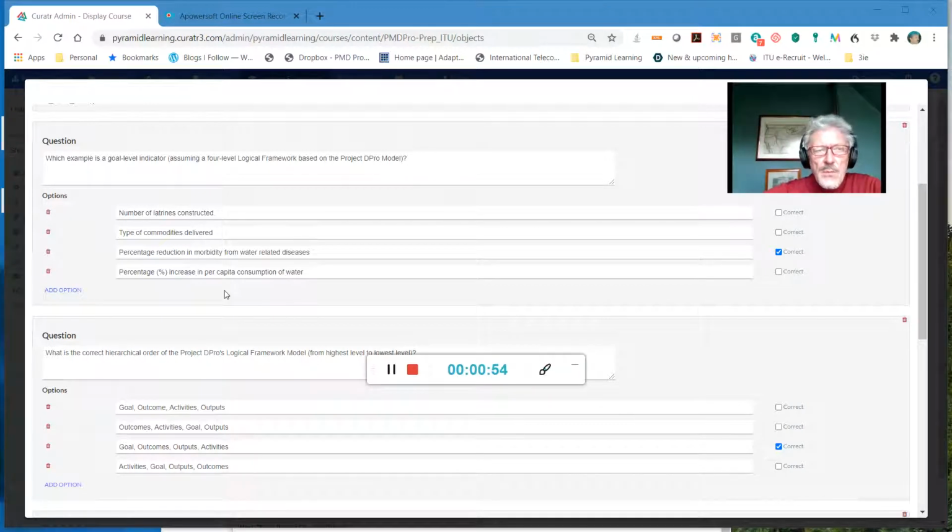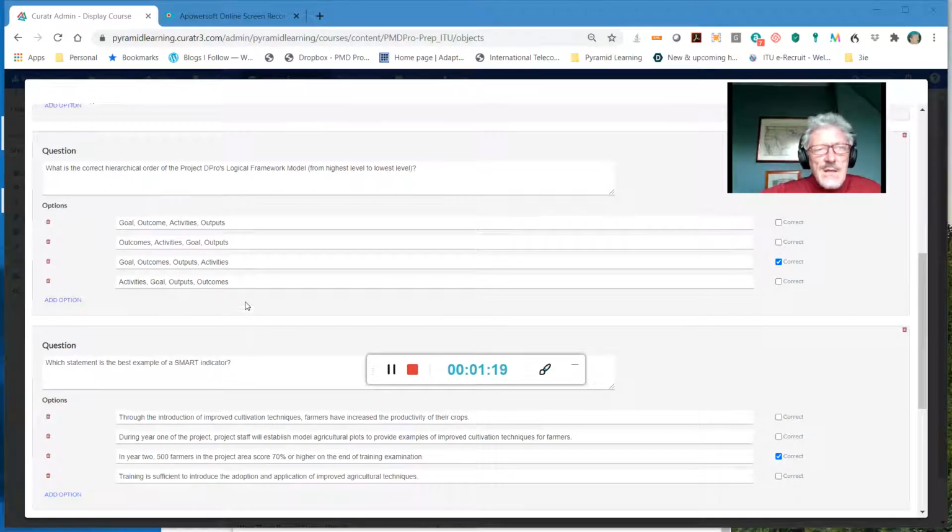And look at the fourth one, a percentage increase in per capita consumption of water. This is so general, it's almost meaningless. People drink more. Sometimes it can help to translate development language into something normal. All this says is that more people drink more. Well, it doesn't mean anything. So the correct answer is C.